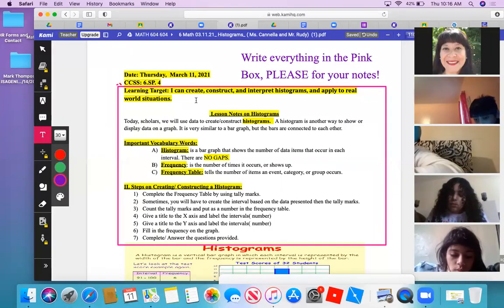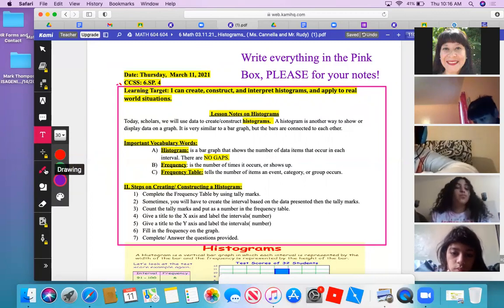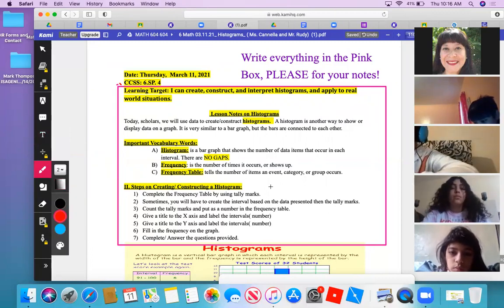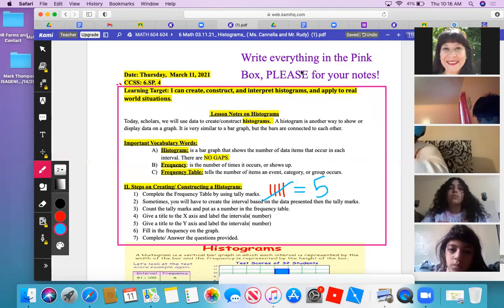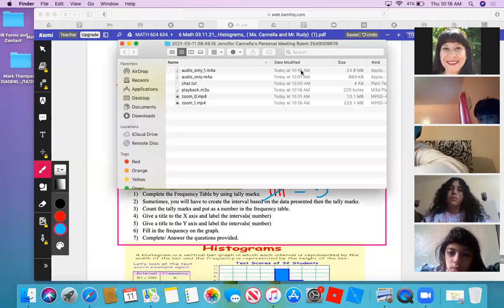Steps on creating and constructing a histogram. 1. Complete the frequency table by using tally marks. 2. Sometimes you will have to create the interval based on the data presented, then the tally marks. 3. Count the tally marks and put as a number in the frequency table. 4. Give a title to the x-axis and label the intervals. 5. Give a title to the y-axis and label the intervals. 6. Fill in the frequency on the graph. 7. Complete and answer the question provided.